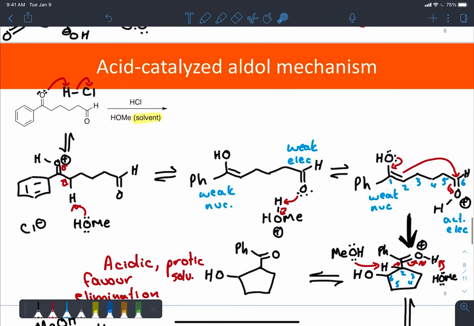Okay, one last note at the very start. It was the more basic carbonyl that was protonated first, and it was the more electrophilic carbonyl that acted as the electrophile in the reaction.